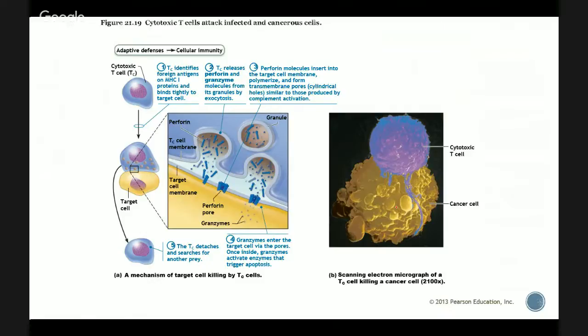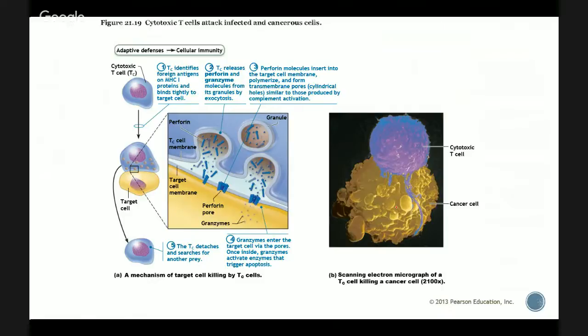So once we get the activation of the cytotoxic T cell, now the cytotoxic T cell is going to go around looking for cells that are infected. And so what it's going to do is it's going to lock onto an infected cell, and it's going to release perforin. And perforin is kind of like the complement system. Remember how we had the complement system that formed this pore that poked a hole in the cell? Well, perforin is kind of the same thing. So it's going to create a hole in the side of the cell.